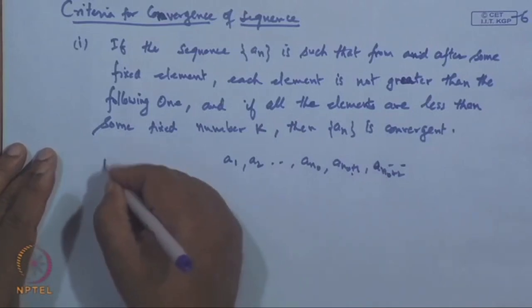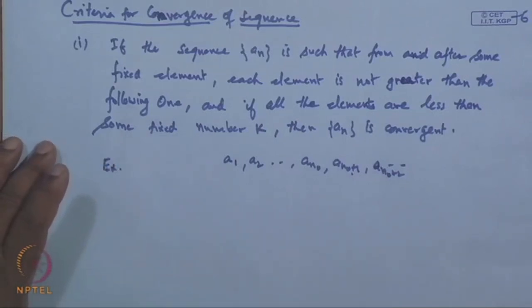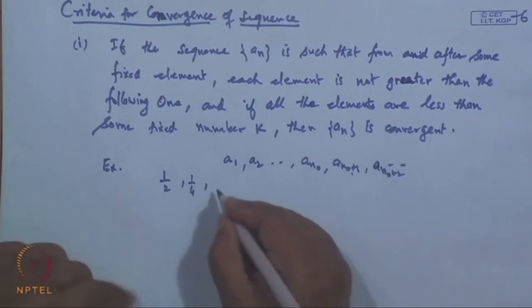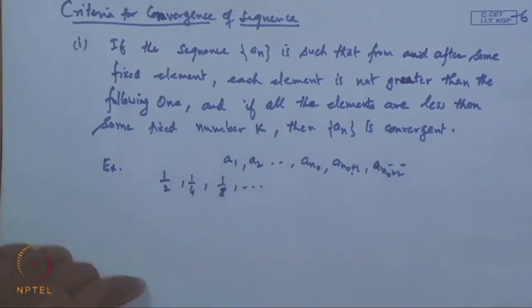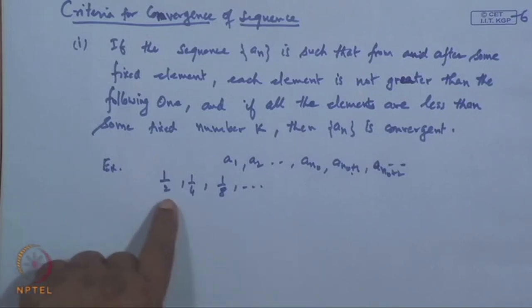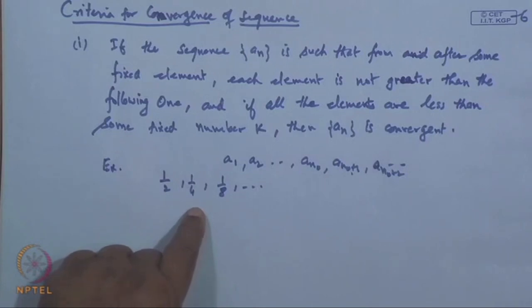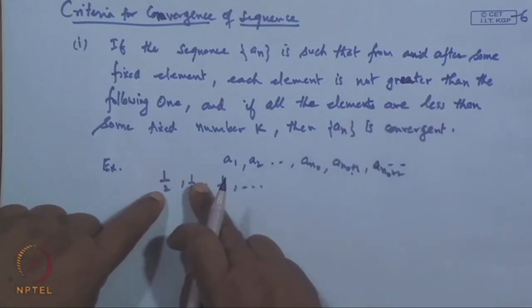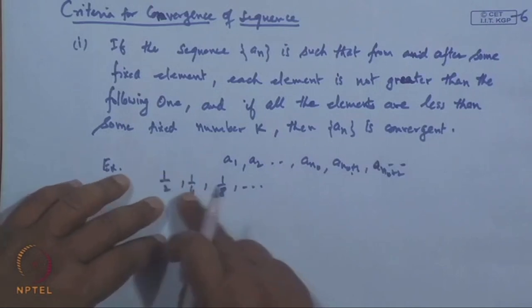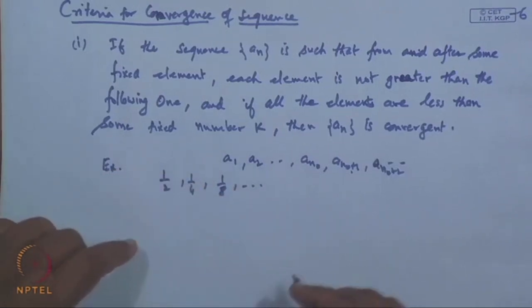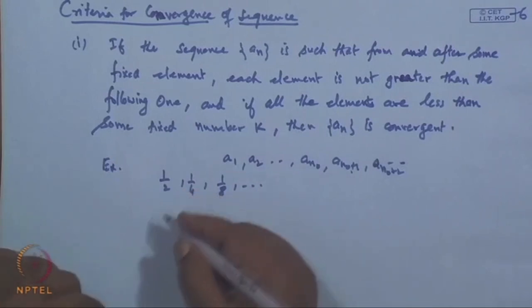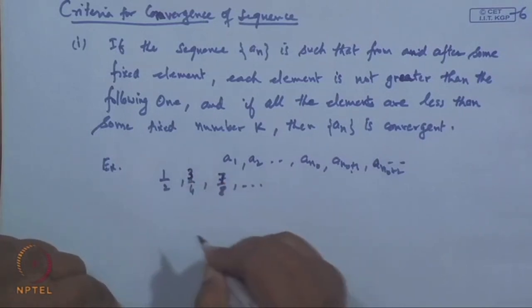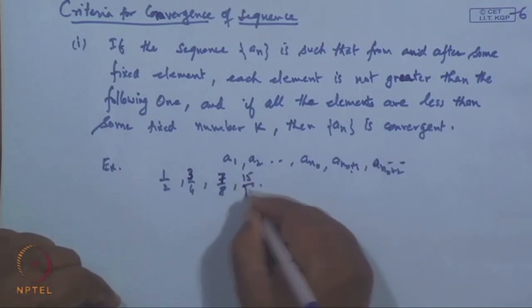For example, suppose I take half, 1 by 4, 1 by 8, like this. Now, this sequence is such that each element is not greater than the following one. No, that is wrong. We should take half, 3 by 4. Let us take 3 by 4, then 7 by 8, and then 15 by 16. Let us take this example.